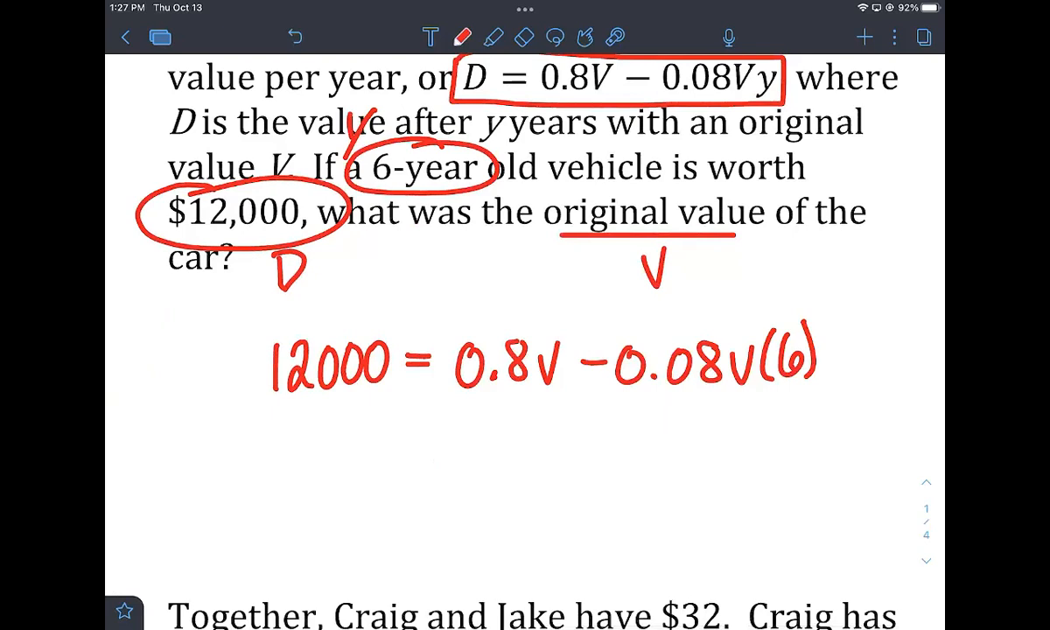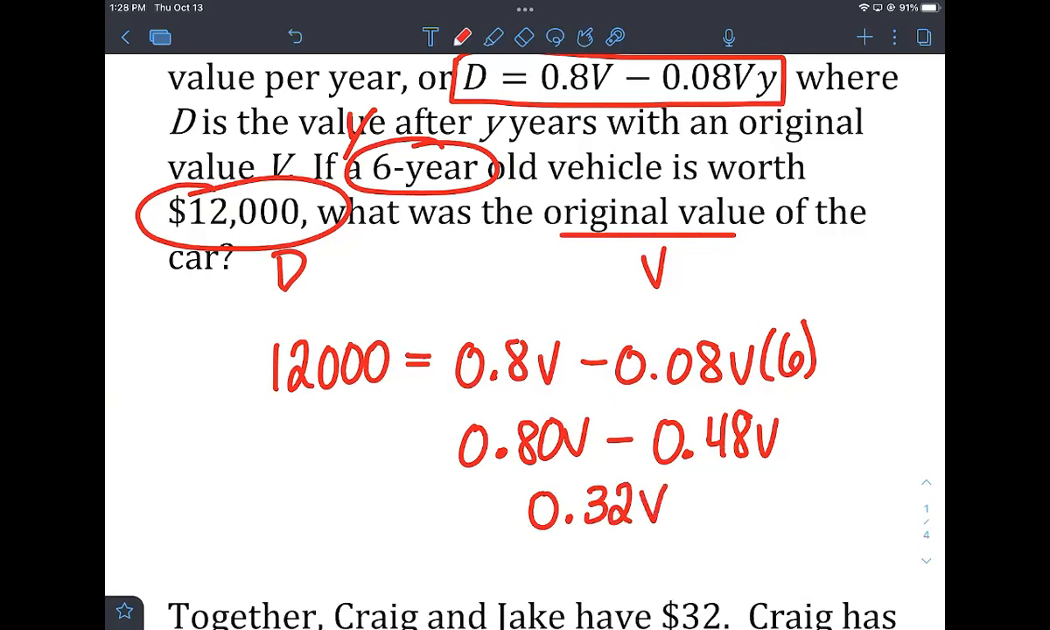What is 0.08 times 6? 0.48. Yes, so this is going to simplify to 0.48 V, and then we have 0.8 V. Combine your like terms. Now 0.8, remember, is the same as 0.80 if you're trying to do this in your head. So you're subtracting 48 away from 80. 32. Okay, so we have 0.32 V. I just simplified the right side of the equation all the way down to 0.32 V. Now on the left side of the equation, it would still equal 12,000.